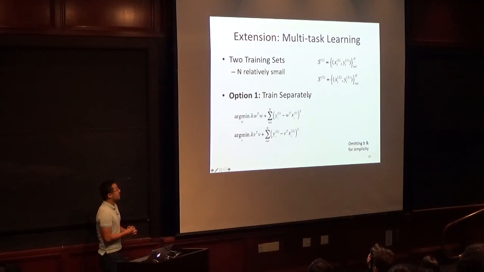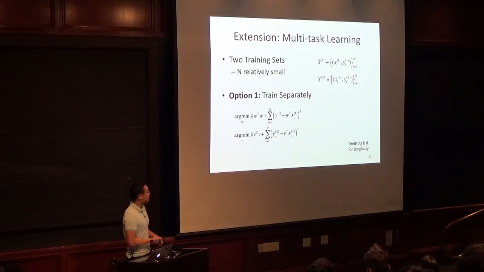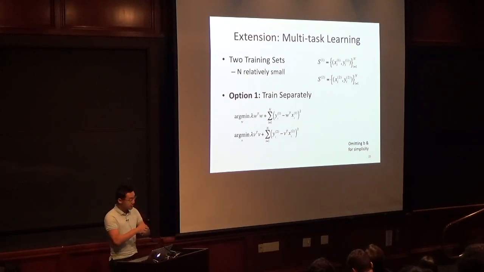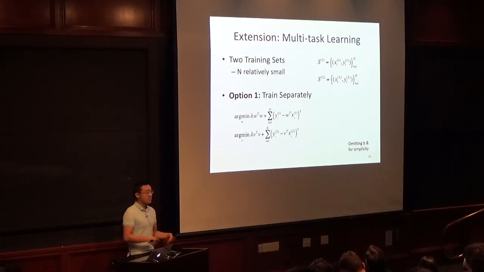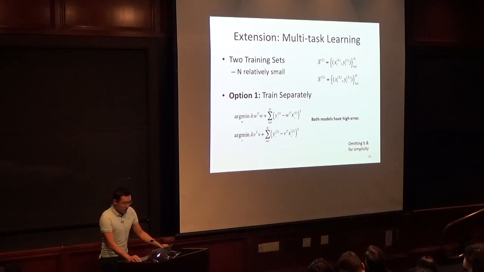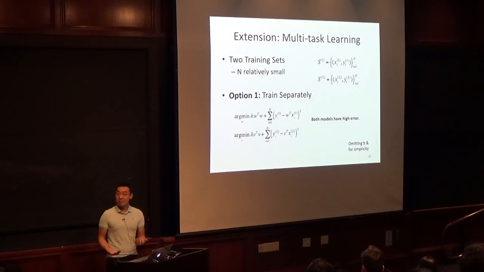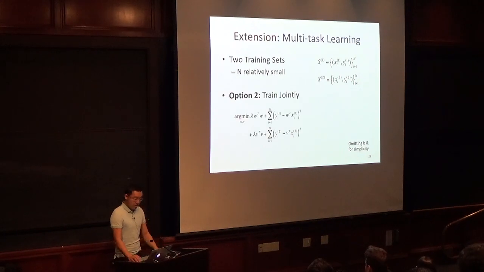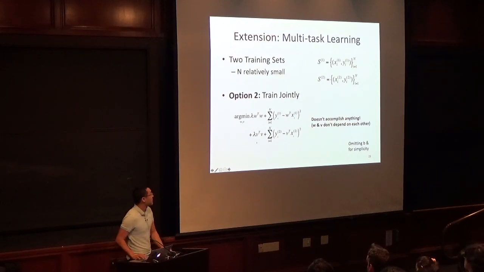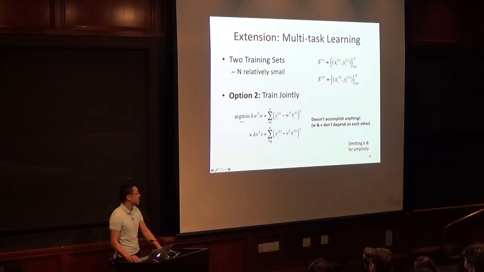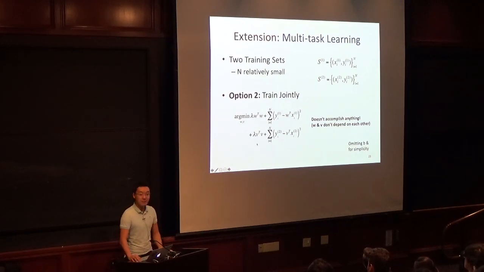So option one is, well, let's just train the two models separately. Again, we'll just use squared loss for simplicity, and just treat them as two separate supervised learning problems and call it a day. But both models have high error because the training sets are really small. Option 2 is to train jointly. So we're going to learn the parameters W and V for the two tasks. I'll just call the second task's parameters V. Okay, this doesn't actually do anything, because I can just additively decompose these two learning objectives, since they don't interact with each other. So the fact that I added them together changes nothing.